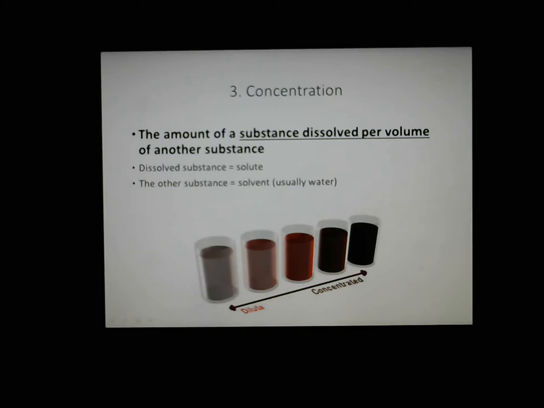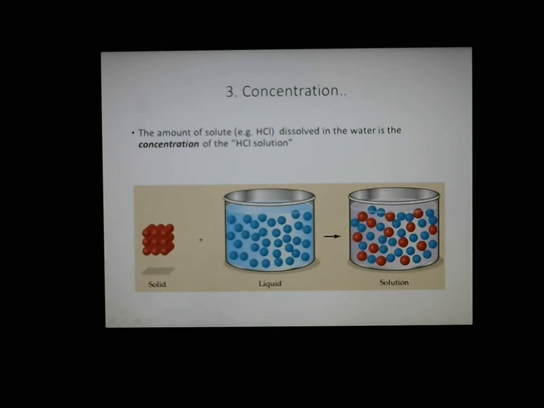Most of the time, 99% of the time, that's water, at least especially at this level. So if we had things like hydrochloric acid, well, that would be the solute, while the water it's in would be the solvent. If we had liquid sodium hydrogen carbonate, then that would be the solute, and then the water that it's in would be the solvent. This is all the definition of concentration is.